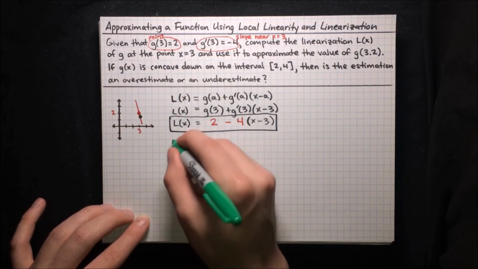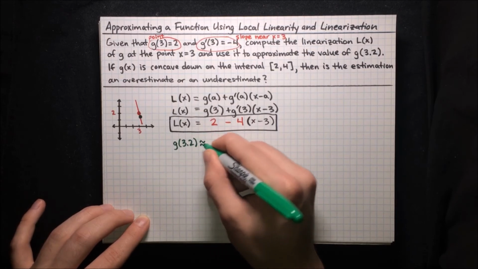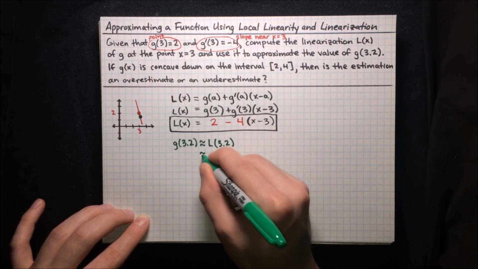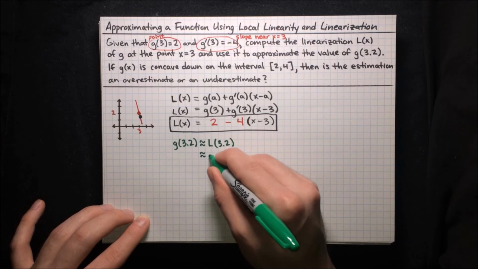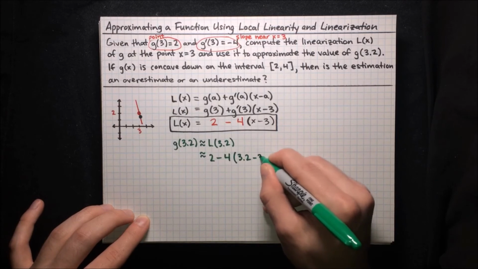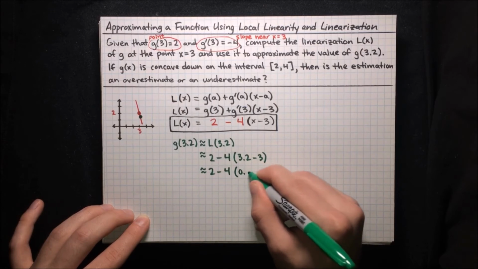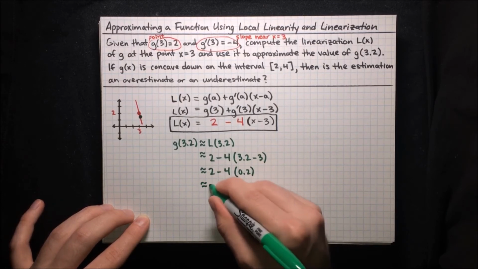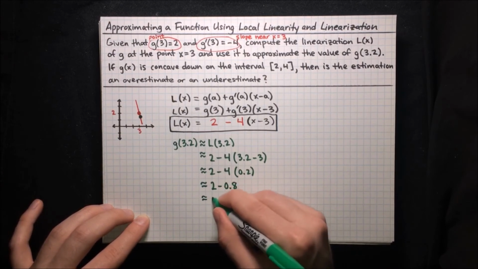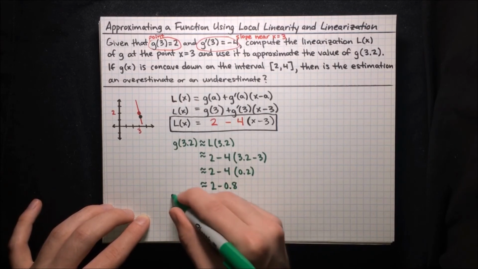And using our linear approximation, we have that g of 3.2 is approximately equal to the linearization at the input 3.2. So we just plug 3.2 into L of x: 2 minus 4 times 3.2 minus 3. Just go ahead and compute that. This is 2 minus 4 times 0.2. 4 times 0.2 is just 0.8, so 2 minus 0.8. And the result then is 1.2. So that is our estimated value of g of 3.2.